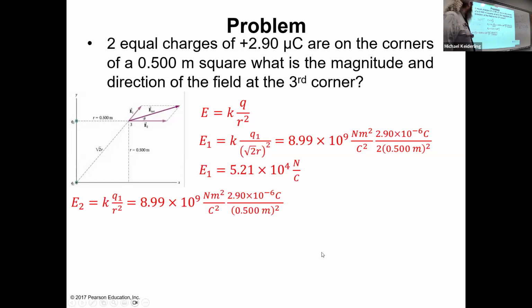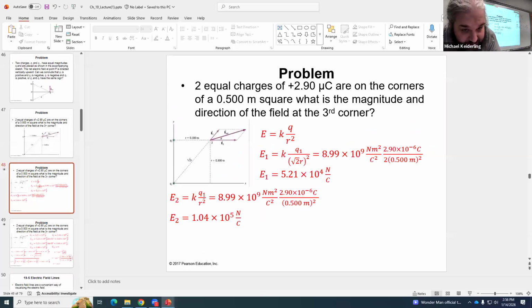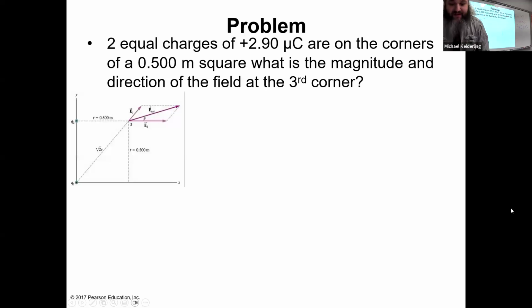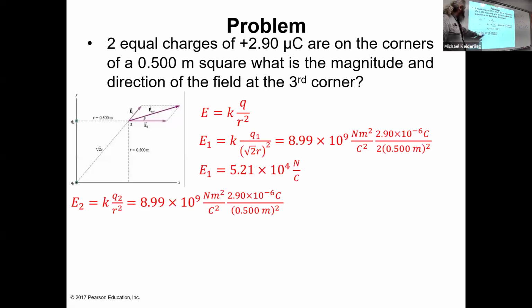E2 is going to be K times Q2 over radius squared. There's another typo there. Let me just fix that. Not that it actually matters because they're the same. So that's 8.99 times 10 to the 9 meters squared per coulomb squared times 2.9 times 10 to the minus 6 coulombs over 0.5 meters squared. Or twice as much as E1, at 1.04 times 10 to the 5 newtons per coulomb.